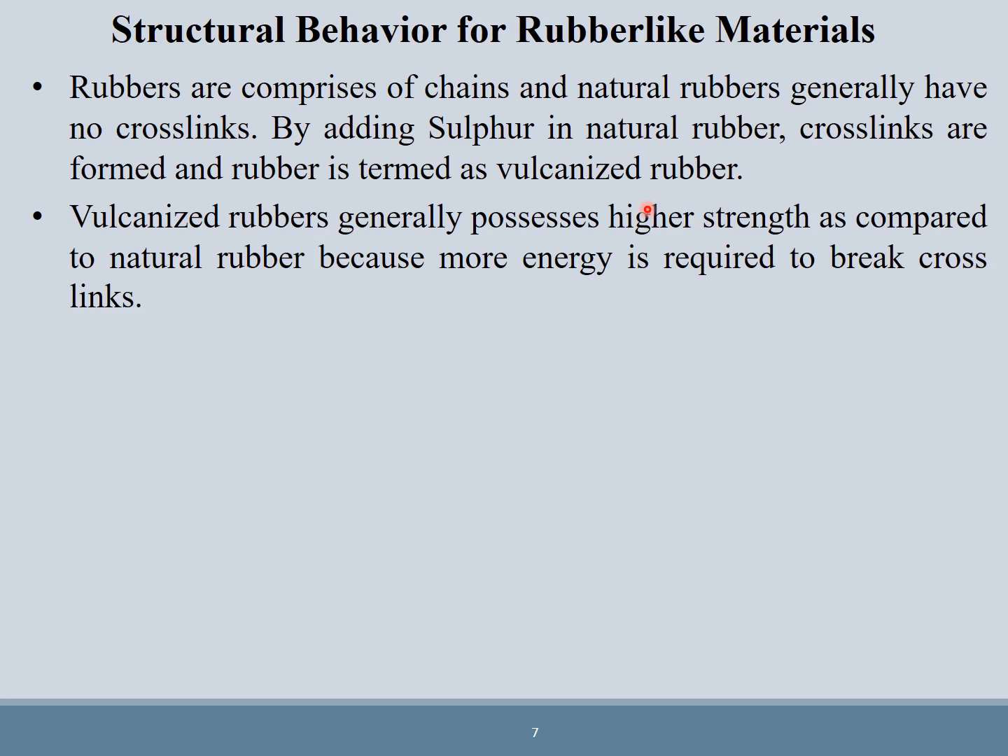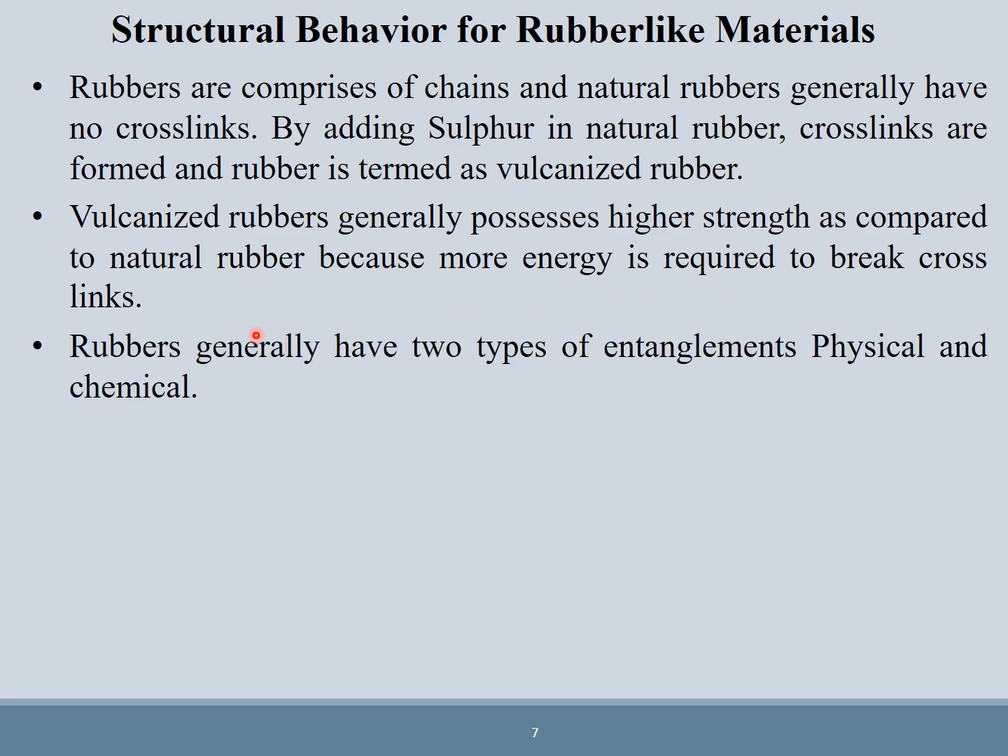Now the vulcanized rubbers generally possess higher strength as compared to natural rubber because more energy is required to break cross links. Rubbers generally have two types of entanglements: physical and chemical. Physical means they are just sliding on each other. I have given the example of noodles sliding on each other. Second is chemical, that is, there is a chemical bond in between. That is a cross link.